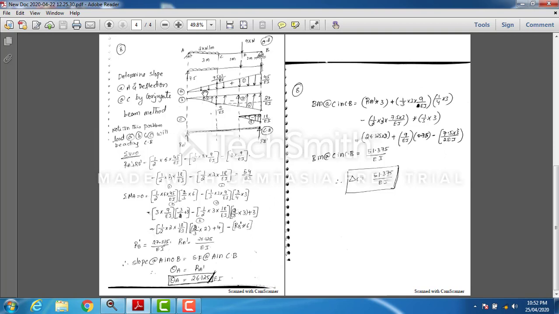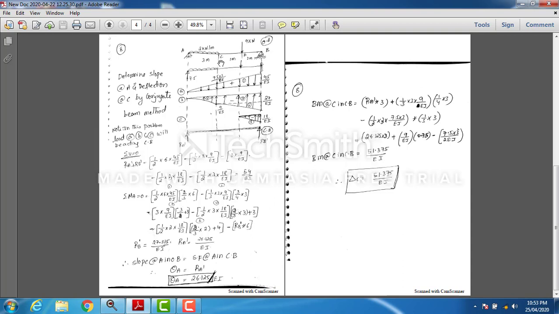Now coming to the triangle. Here the height is 7.5 into 3 by EI. This 7.5 is the reaction about C. If we take 7.5 into 3, here we get the height. So the area of this is half into 3 into 7.5 into 3 divided by EI. So the moment of this area about C is 1/3 of 3, because of the right angle edge, 1/3 of 3. On calculation we get 51.375 divided by EI.